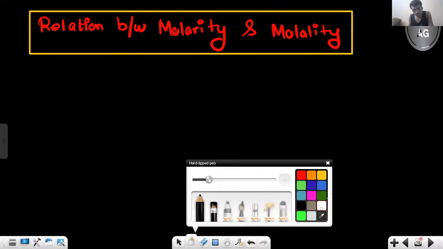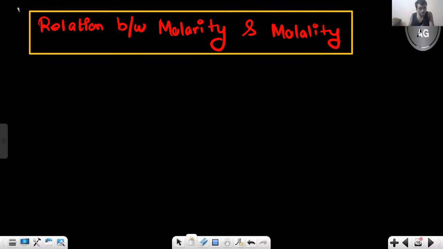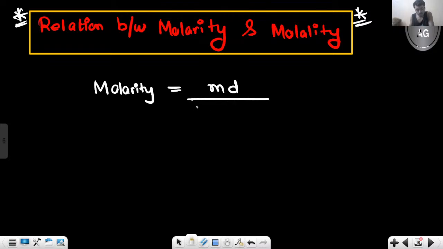So this is a very very important formula which will be used in JEE Mains, Advanced also, ISC also might be used. Very very important relation. The relation is molarity equals to MD divided by 1 plus mMB by 1000. বুঝে গেল?